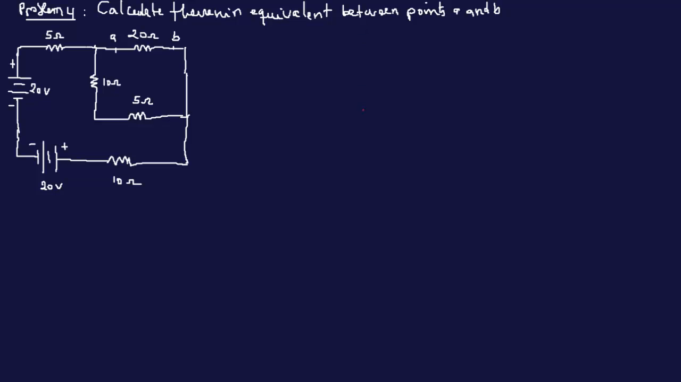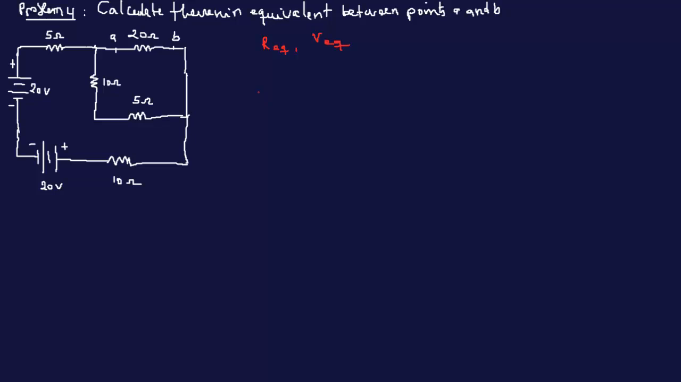Okay, next problem. Calculate the Thevenin equivalent between points A and B. Thevenin is REQ and VEQ. To find REQ, we have to short circuit all the voltage sources and open circuit the current sources. We have 2 voltage sources here, so we short circuit them and rewrite the circuit. The question is between points A and B, so we disconnect the 20 ohm resistor here.